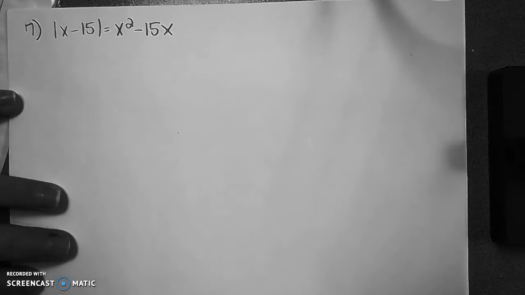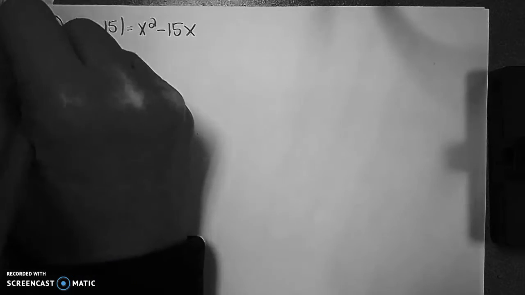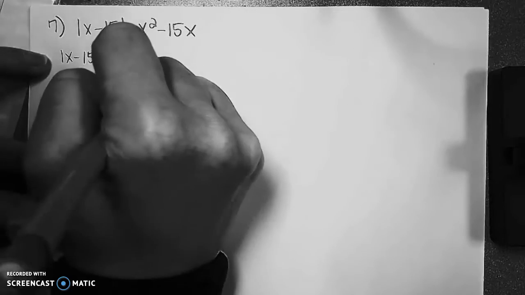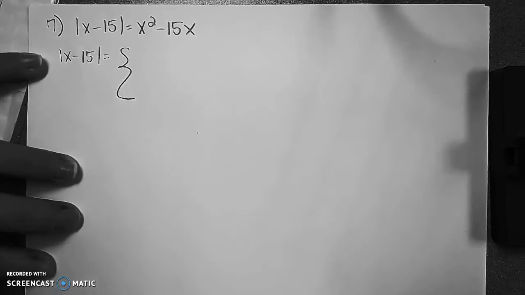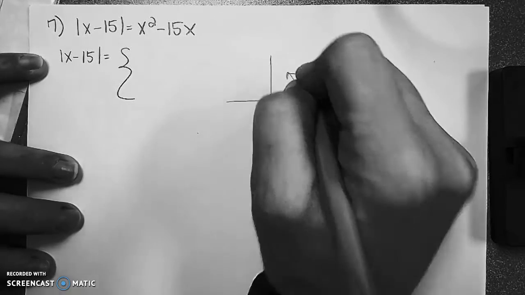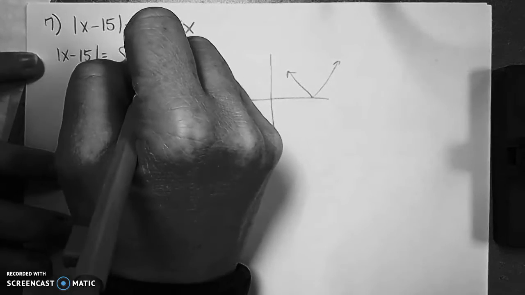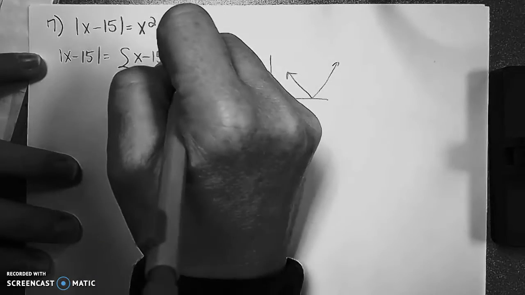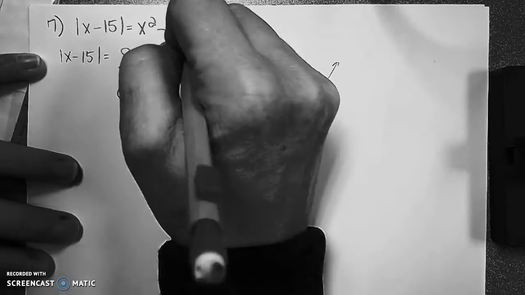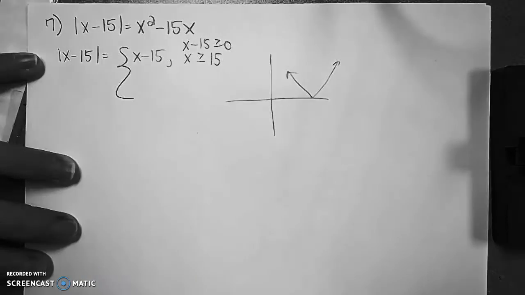As I look at number 7, I see that the absolute value is already isolated, so I will be writing the piecewise for this absolute value. And again, I have to do that because the graph of absolute value, which will be moved right 15, is shaped like a V. So I'll take x minus 15, and that will be if x is greater than or equal to 15. And that comes from x minus 15 being greater than or equal to 0.